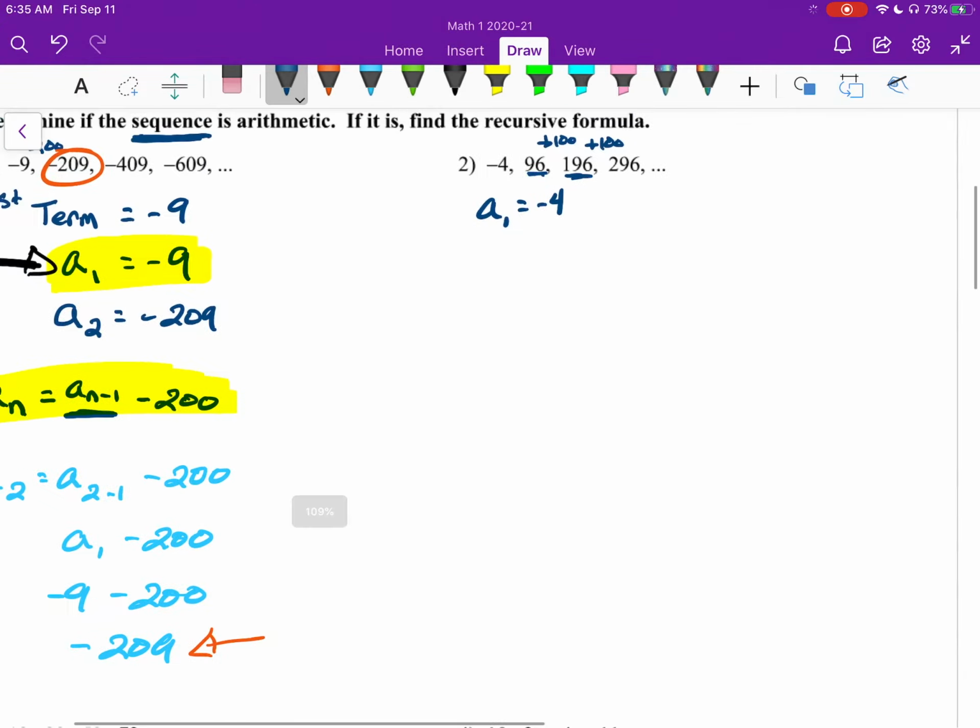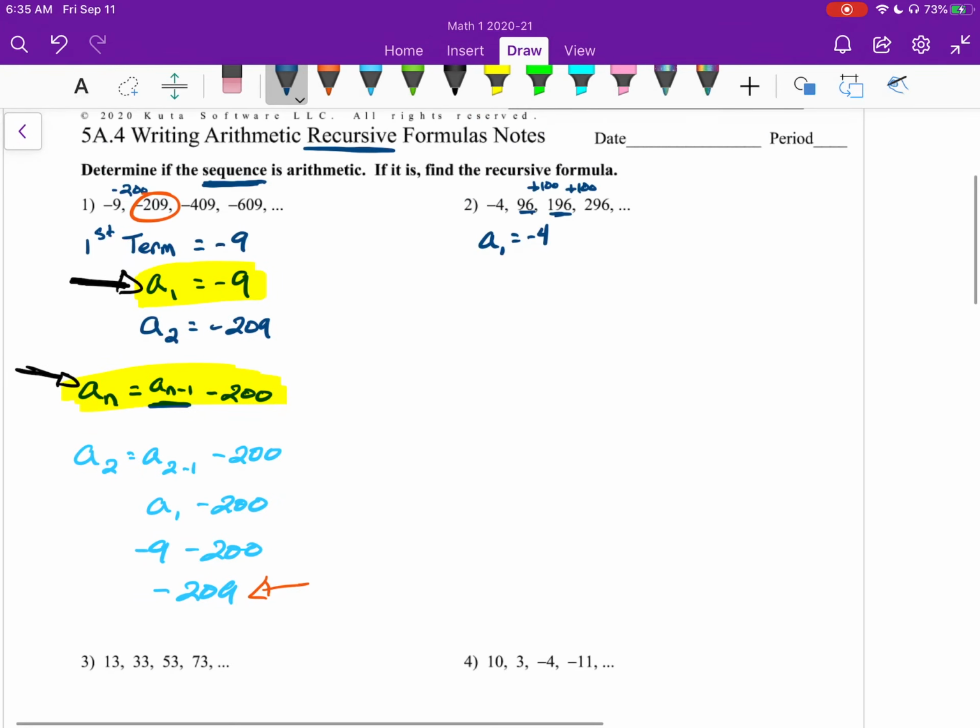So now I need to take the a sub n that I had in number 1, and I need to adopt it into number 2. So I know that I'm going to have a sub n equals a sub n minus 1. This is how it's always going to start off for a recursive formula. And then we're going to add or subtract whatever our common difference is. So this time it's plus 100.